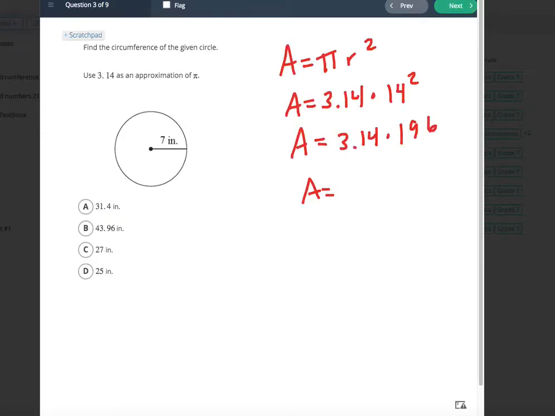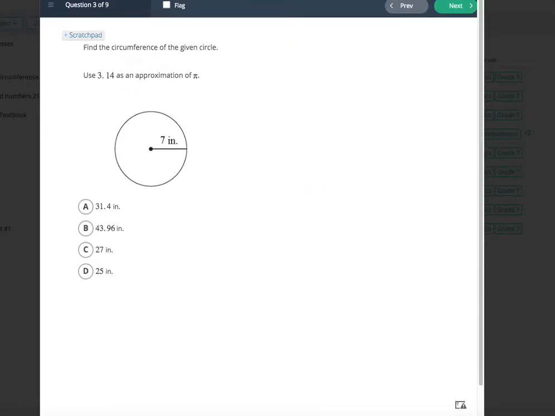Next one, find the circumference of the circle. Again, the formula we use, circumference equals pi times diameter. We could use 2 pi r, but I like this one better, it's one less thing to do, I suppose. But circumference equals 3.14, and this is where we got to be really careful, because it doesn't give you the diameter, it gives you the radius here.